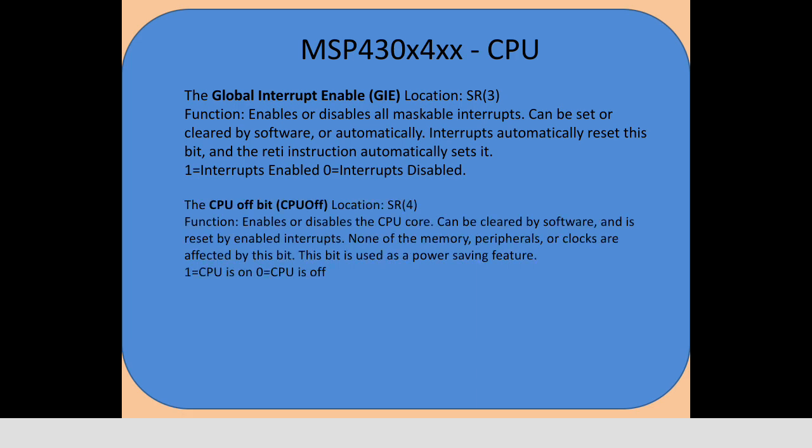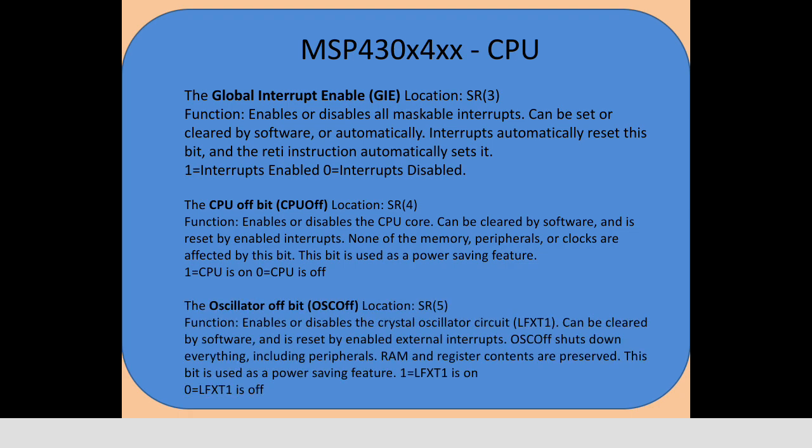Next we have the CPU off bit, which is placed in SR4, the 5th bit of the status register. By using this bit we can turn the CPU on or off. Whenever we perform low power operating modes using MSP430, sometimes the CPU is not required for the operation, so we can keep the CPU in idle position, that means in off position. At that time we can use this. If this bit is 1, it means the CPU is on. If this bit is 0, it means the CPU is off.